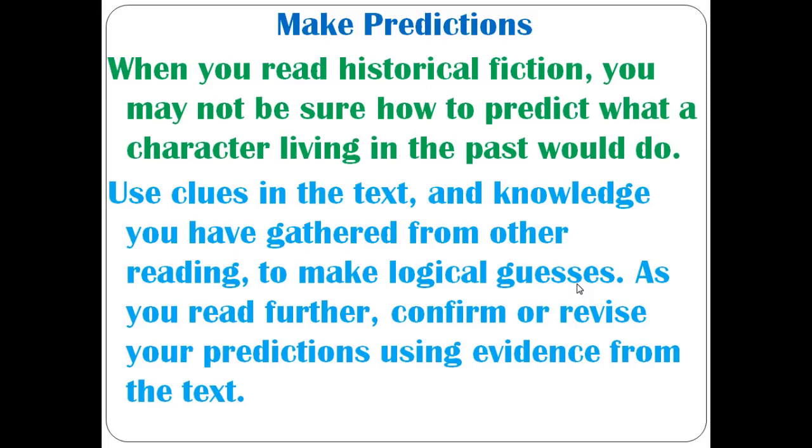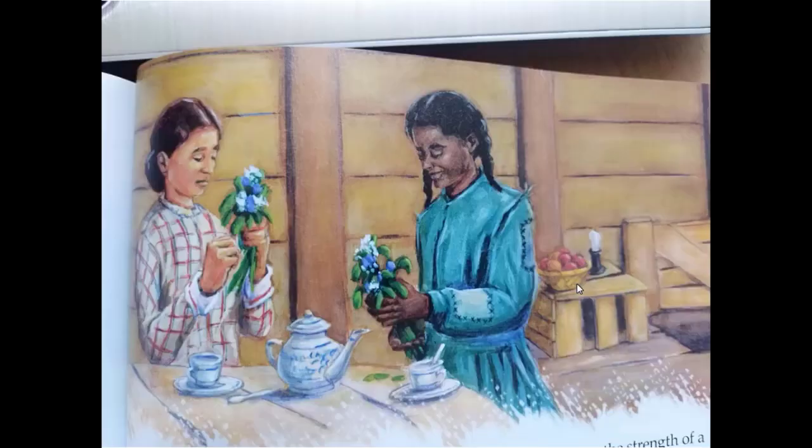As you read further, confirm or revise your prediction using evidence from the text. It's just like, for example, when you watch a movie or a drama or read a story, you predict, you say something in advance. Yeah, I think it's gonna happen like this. So you can make a prediction before reaching the end point or the conclusion.